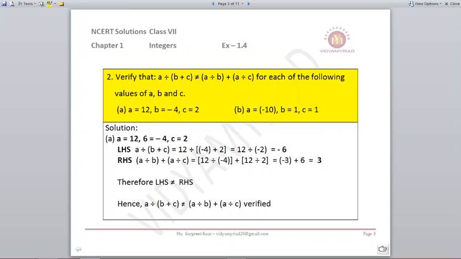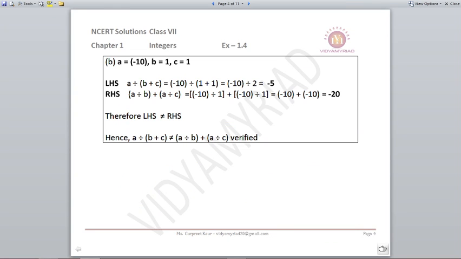In the right hand side, I have 12 divided by minus 4 plus 12 divided by 2. So 12 divided by minus 4 will be minus 3 and 12 divided by 2 will be 6. Minus 3 plus 6 is 3. So which proves that my left hand side is not equal to right hand side. Same way the B part we will do.